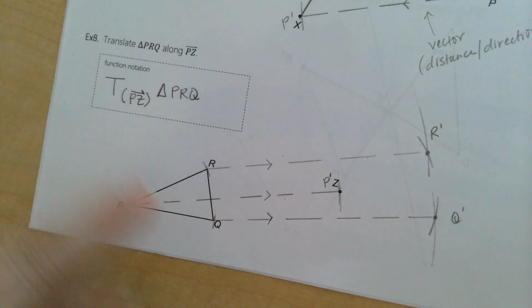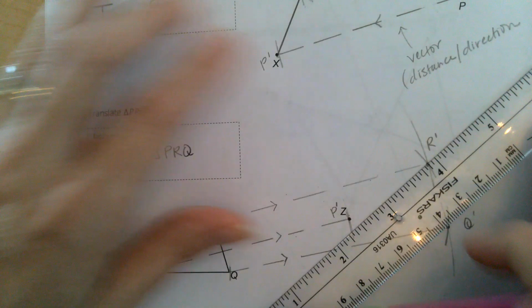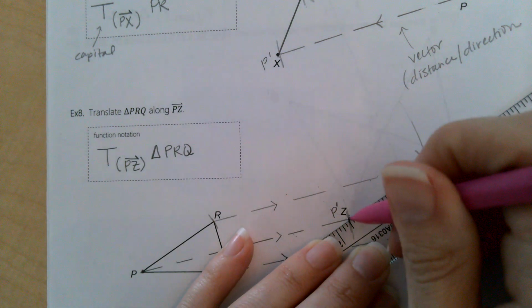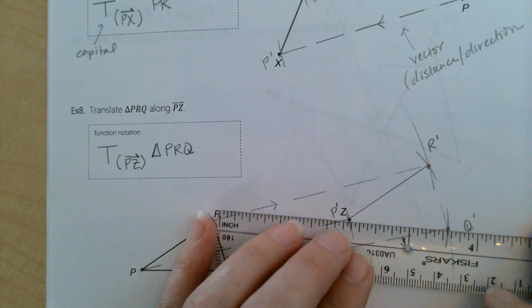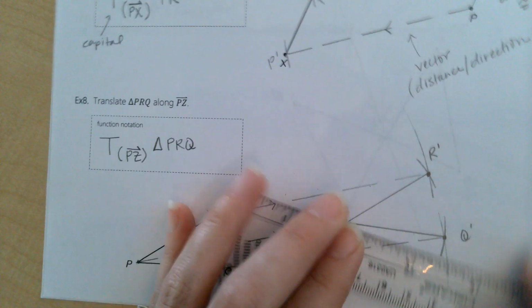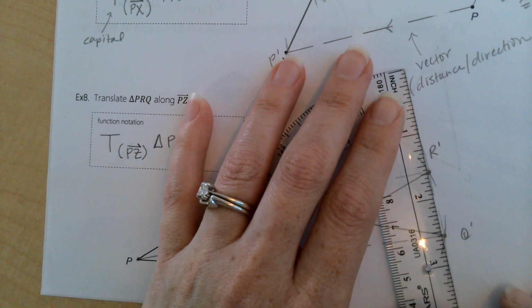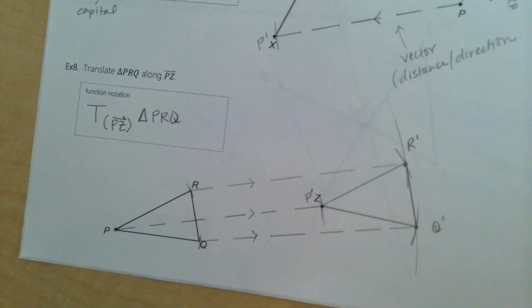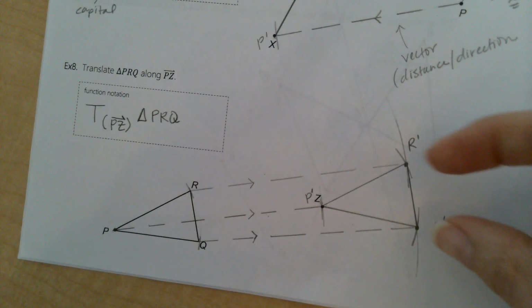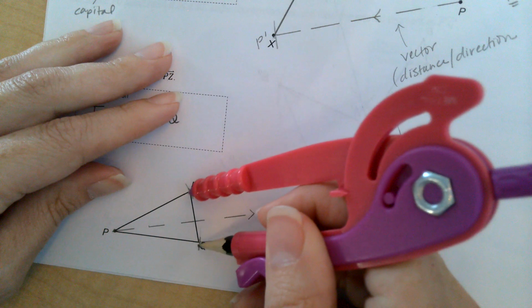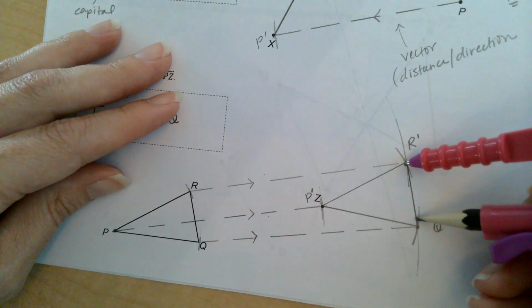And then I'm going to make the same shape. So, P prime to R prime, Z prime, sorry, P prime to Q prime, not Z prime. And then R prime and Q prime. Okay. Now, I need to make sure, the one that I did not measure was from R to Q. So I'm going to measure that, make sure that that's correct. R to Q. R to Q.